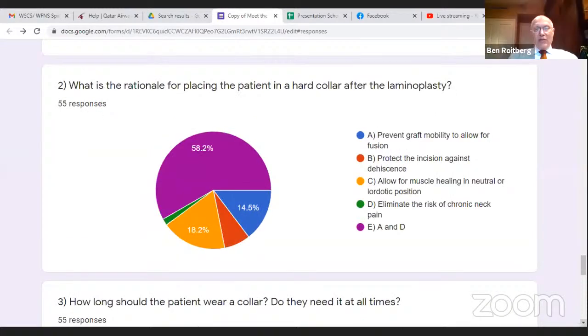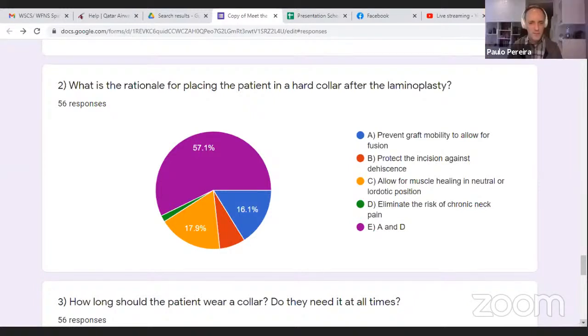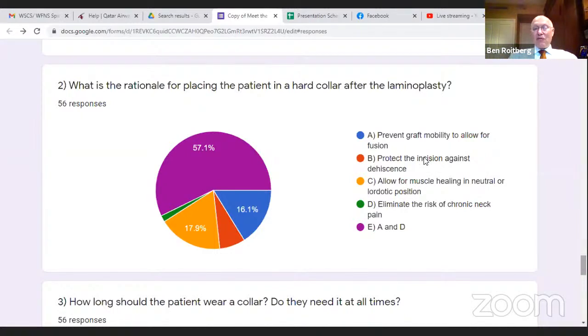Indeed, the answer is to allow for muscle healing in lordotic position. It's not to prevent graft mobility, because to allow fusion, that's a really important thing. And it's not to eliminate risk of chronic neck pain. The key here is the word eliminate. So those who answered A and D are incorrect, and that's a very good clarification.